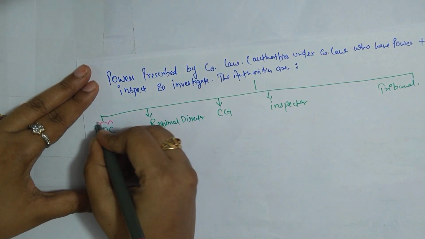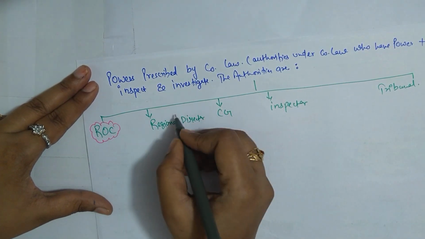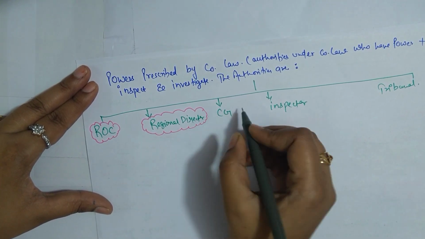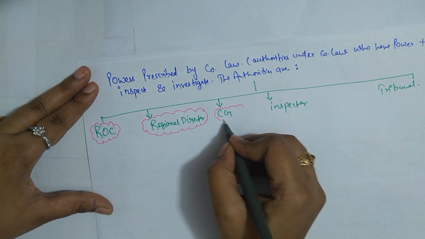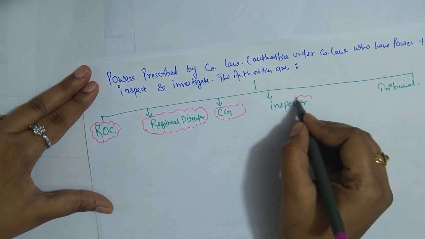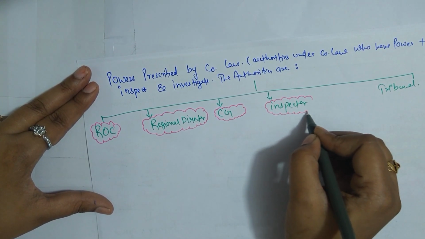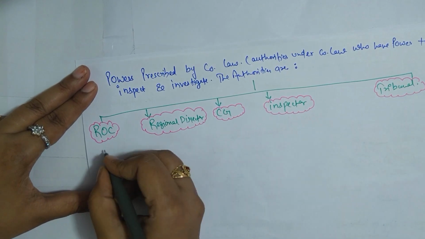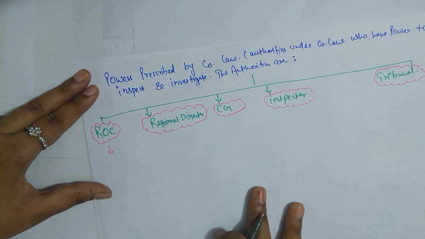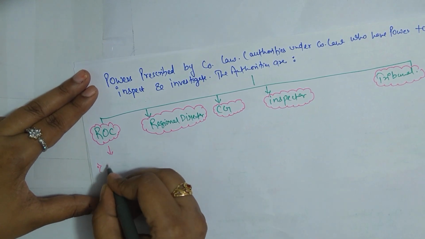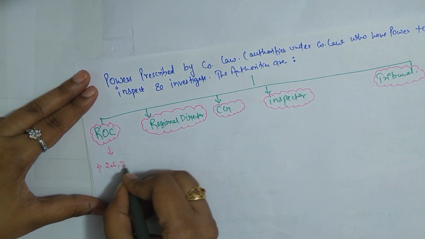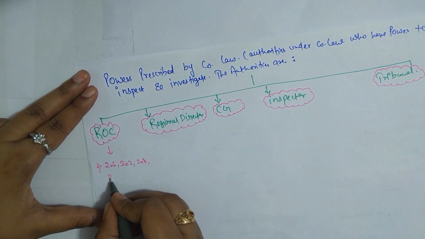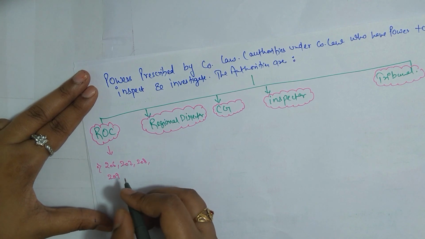So first of all, let's go with ROC: what is the power of ROC while doing inspection, inquiry and investigation. After that we are moving forward to our regional director, CG, inspector and our tribunal. Fine. So first of all, ROC. Here, sections 206, 207, 208 and 209 have been entertained.